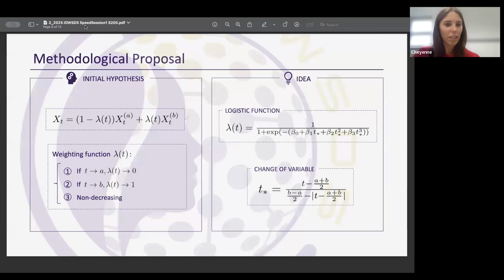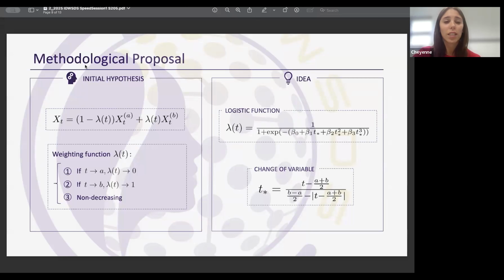Okay, sorry. We propose to model it as a weighted average between the other two processes using a logistic function. And the logistic function includes a third-grade polynomial, so we need a change of variable that you can see in the slide.